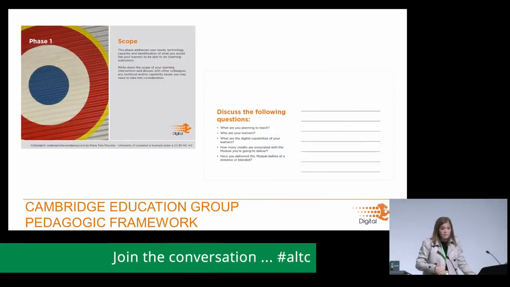So phase one, basically, when we sit down, we talk about the scope of the project. So if we are designing a module, we talk about the main learning outcomes, what they want to achieve. Are there any problems in terms of capabilities, the digital skills, these kinds of things, in terms of the target users.